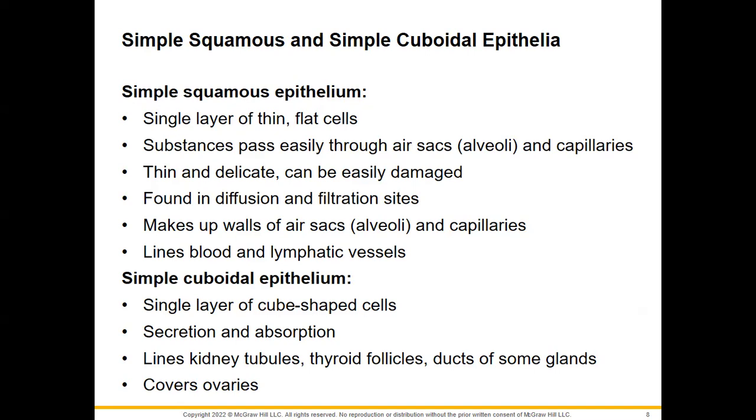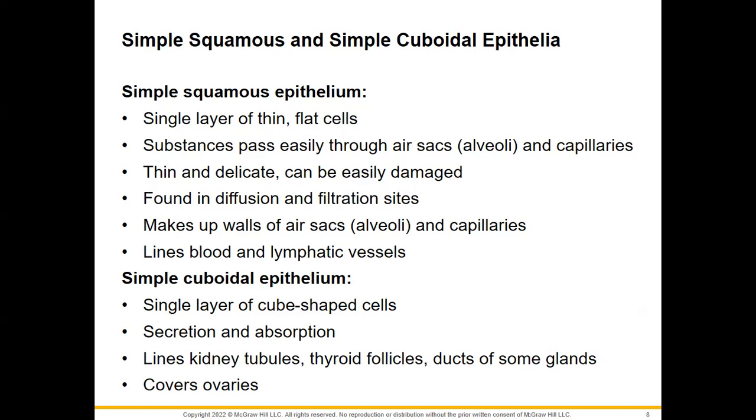This is why it's easy for oxygen and carbon dioxide to pass from one side of the air sacs to the other, because it's only one layer of thin flat cells. The capillaries, the smallest blood vessels, are also simple squamous epithelium, again meaning they're one layer of thin flat cells, which is what allows your capillaries to do all of the exchange from your body tissues to your bloodstream.